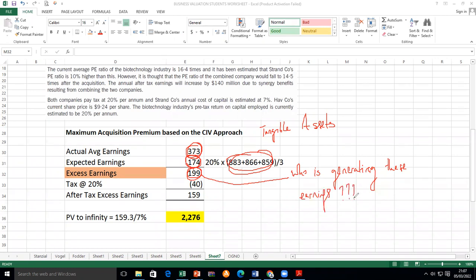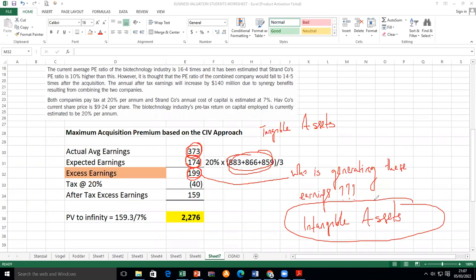Who is generating these earnings? It's something that we can't see. And that something that we can't see is what we call what? Goodwill, I think. Okay. Those are the intangible assets. That's what you can't see. So that's what this method says: in addition to these assets, you have something that you can't see.